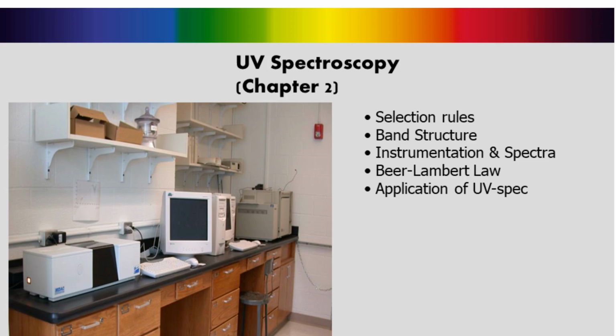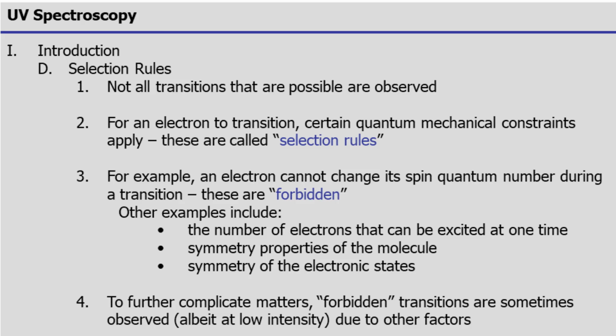Hello students. Welcome to Chapter 2 of UV Spectroscopy. In this chapter, we will cover selection rules, band structure, instrumentation and spectra, the Beer-Lambert law, and the application of UV spectroscopy. Let's start with selection rules.